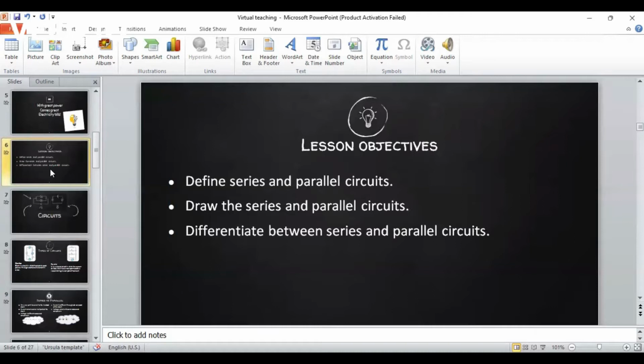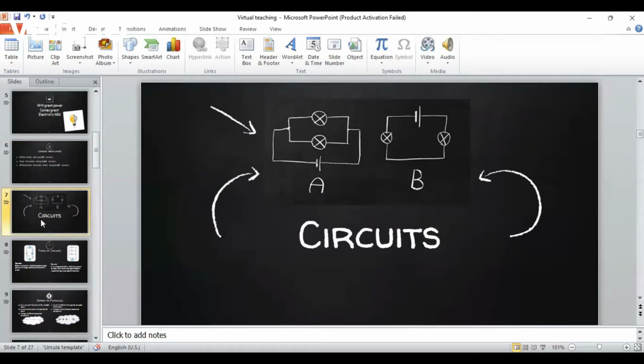The lesson objectives for this topic are, first, to define series and parallel circuit. Second, draw the series and parallel circuits. And third, to differentiate between series and parallel circuit. This is where you'll be able to know the main differences between the series and the parallel circuit, so that you'll be able to know what it is all about. What are circuits?